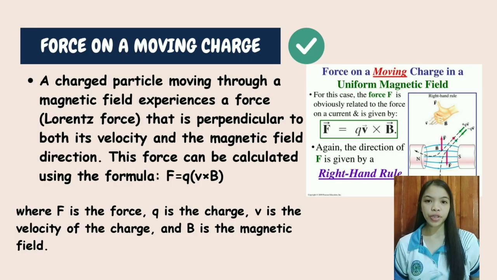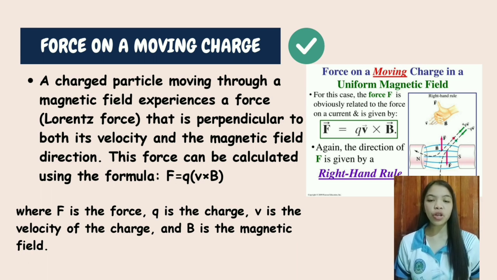So for the force on a moving charge, a charged particle moving through a magnetic field experiences a force, or a Lorentz force, that is perpendicular to its velocity and the magnetic field direction. This force can be calculated using the formula F equals Q times V times B, where F is the force, Q is the charge, V is the velocity of the charge, and B is the magnetic field.